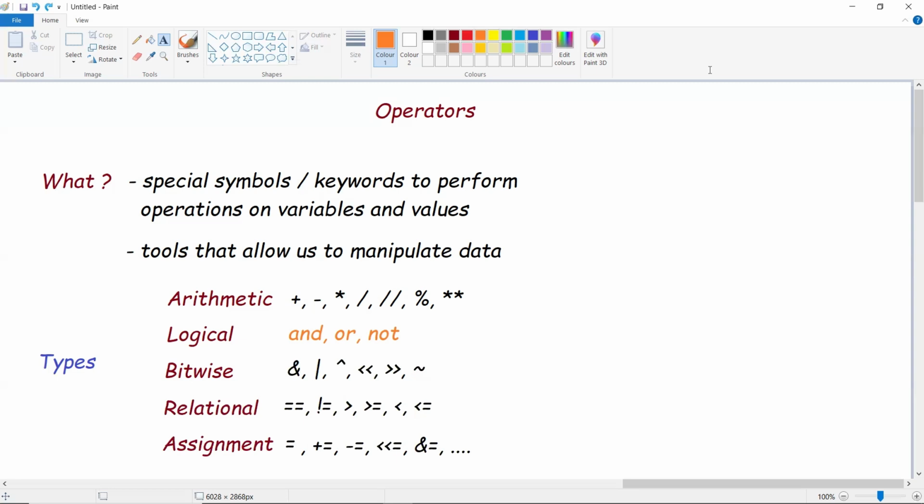Apart from these five, there are also some other operators which are exclusively present only in Python. Let's quickly have a look at those. Membership operators work only on iterables, which are nothing but in as well as not in. Next come identity operators, where we compare the identities of two different variables, so is as well as is not. Let's check each one by one in the upcoming videos.